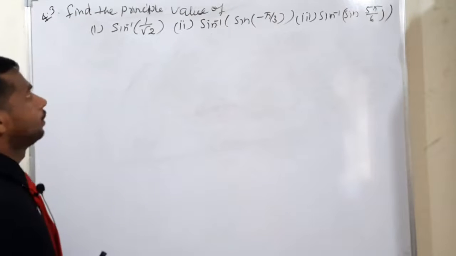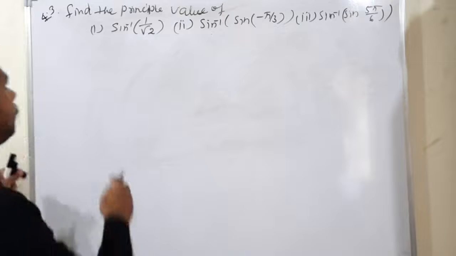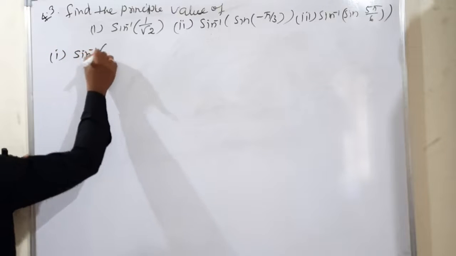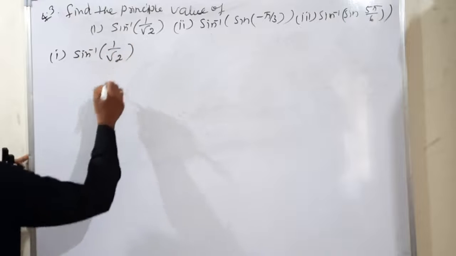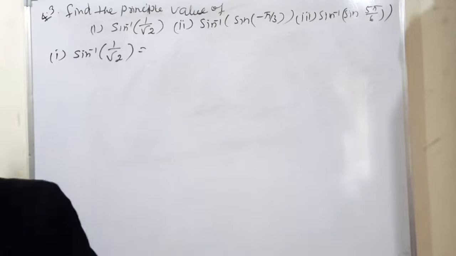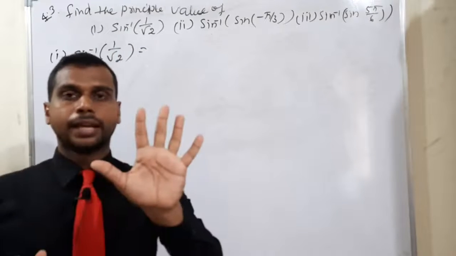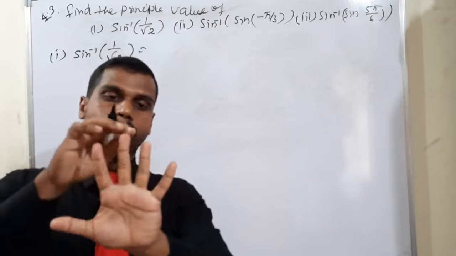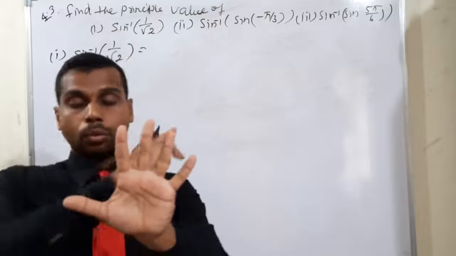Example 4.3, given 3 subdivisions. Okay, one by one we can discuss. Subdivision 1, sine inverse of 1 by root 2. Already you know in your finger truth table, sine means you have to check the thumb side. This is the thumb finger, indicating middle, ring and small. So, 1 by root 2 is there.